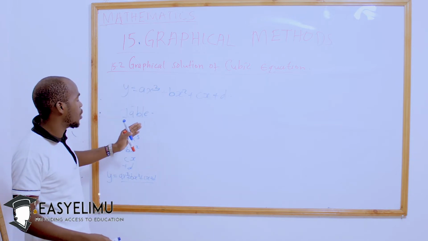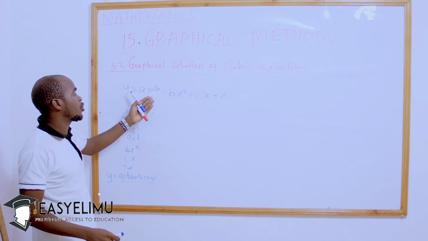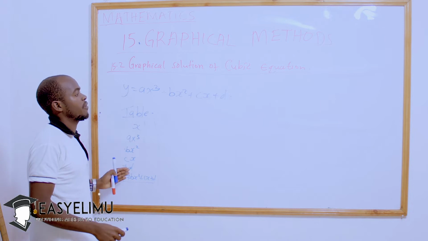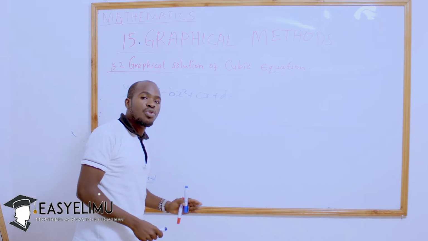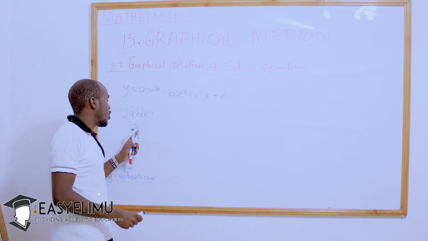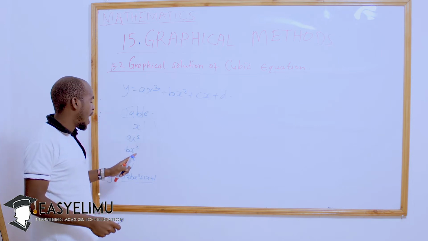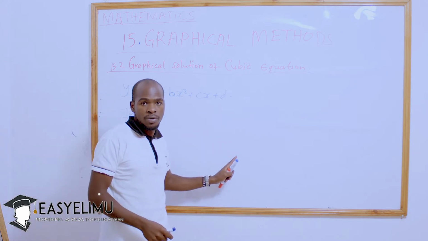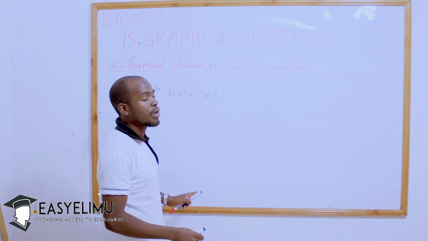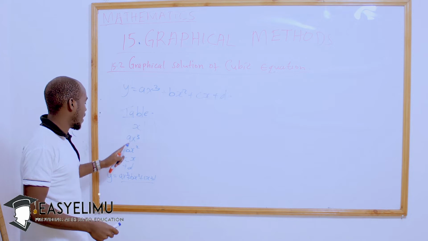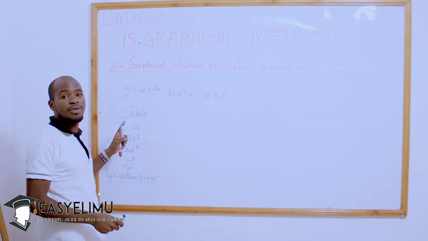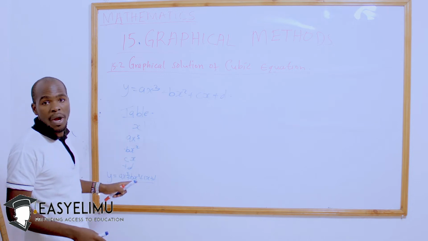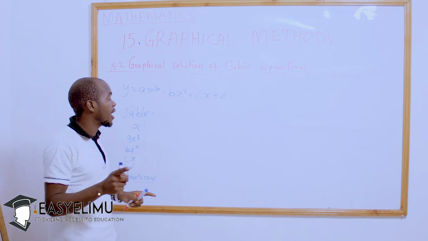So I'm quite sure that if given a cubic function, you can construct a table for that cubic function. After that, you now use the values of the variable x and the corresponding values of y to construct the graph. They may not necessarily be x and y. Sometimes they may change and give you different kinds of letters. But remember, that is what you will be using to construct your graph.